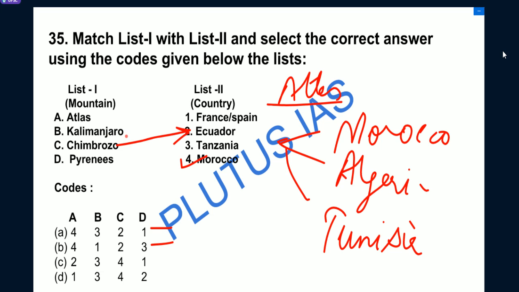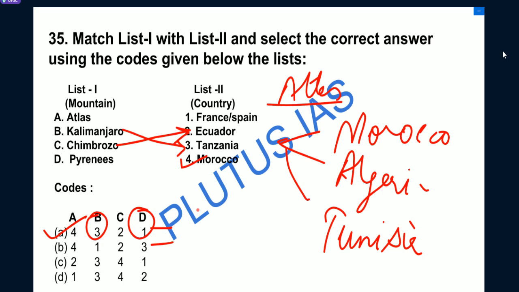Kilimanjaro. This Kilimanjaro is a dormant volcano. It is a dormant volcano. It is situated in Tanzania. Okay, so B is 3, and B is 3 is this. If B is 3, then D is 1. Pyrenees is France. So the option becomes A. Okay, Atlas in Morocco, Kilimanjaro in Tanzania, Chimborazo in Ecuador, and Pyrenees situated between Spain and France.